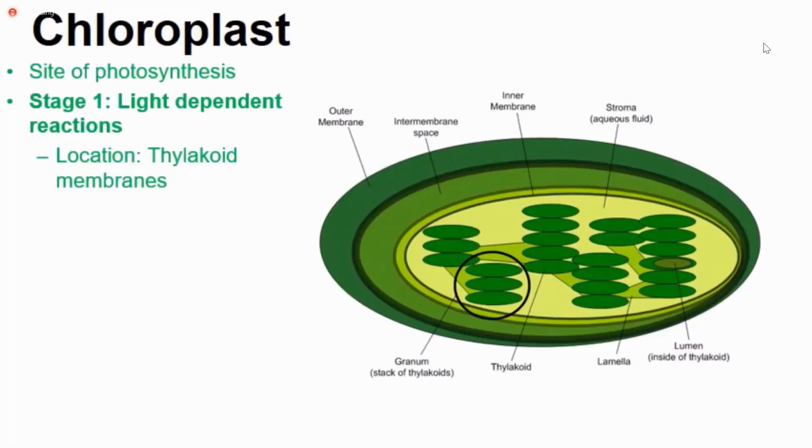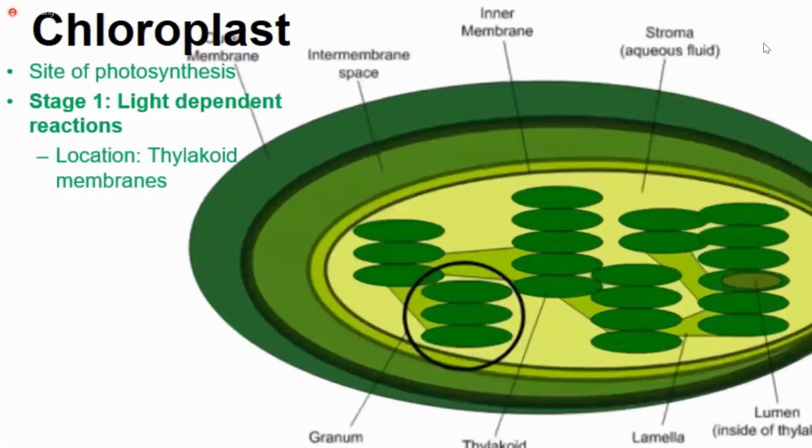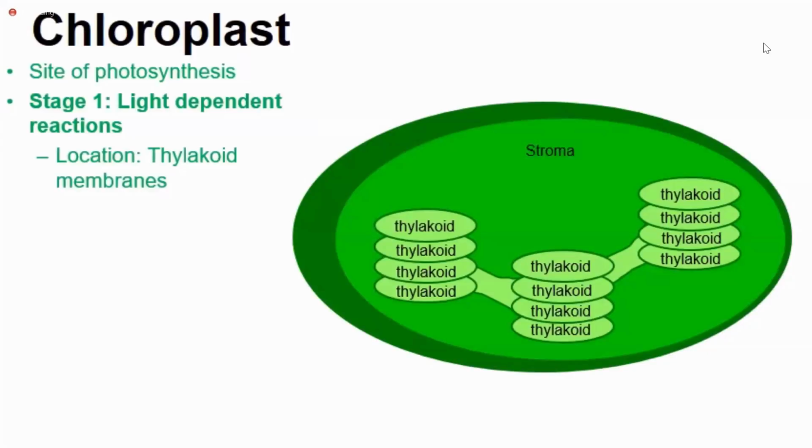I want to look at a more simplified diagram here. And when we do, we can see the thylakoid frisbees stacked on top of one another. In the membrane of these thylakoids is where the light-dependent reactions occur. And if you ever come across the term granum, that's a term that means a stack of thylakoids.